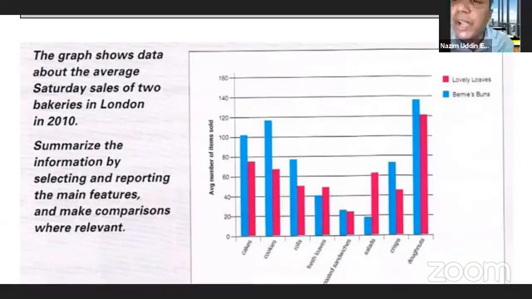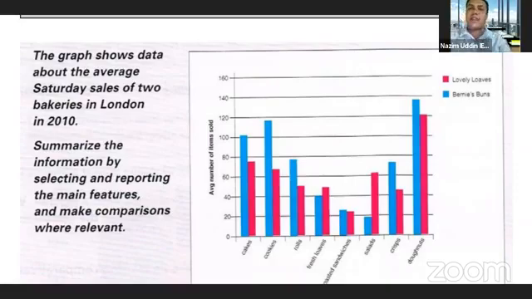Okay, good. You can write, the graph gives us information, not copying from the question. You have to make it of your own knowledge. The graph gives us information about sales on Saturday of two bakeries, such as Lovely Loaves and Barn Bakery. The eight items they sold on the day in 2010, there are different numbers of sale. This is about the question.